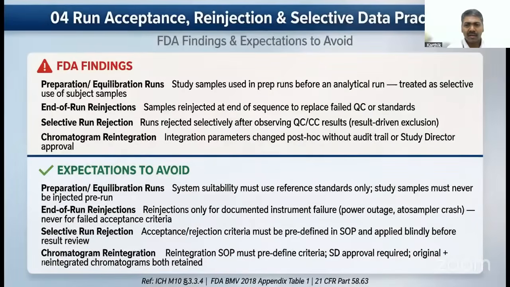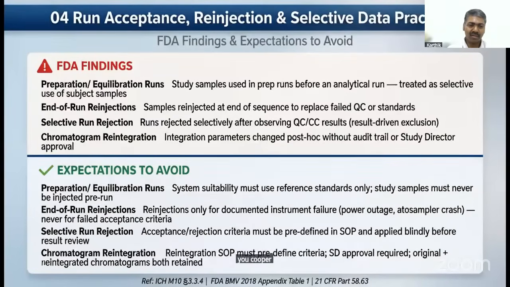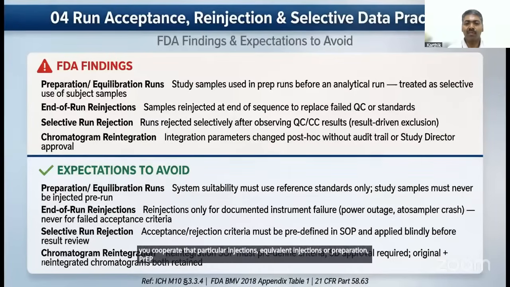And this is the fourth one, the preparations and equilibration runs. Usually for a bioanalytical run, before running a system suitability, prep runs will be run to check whether the instrument is stable or not, or to equilibrate the system. Equilibration injections or prep injections will be provided.